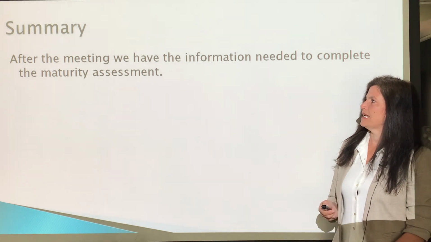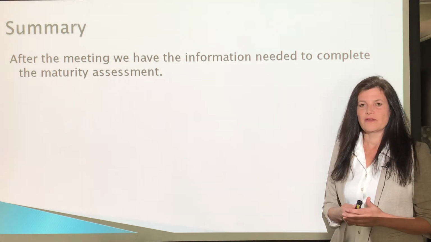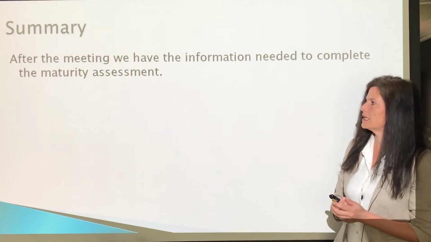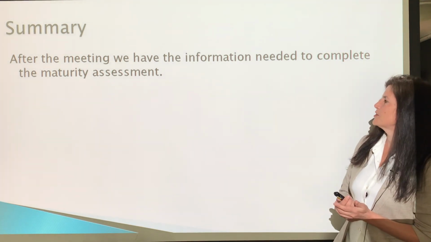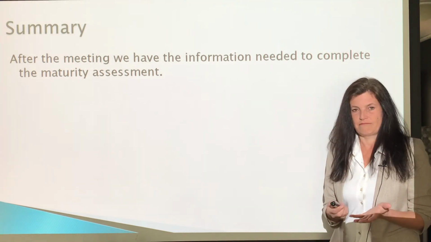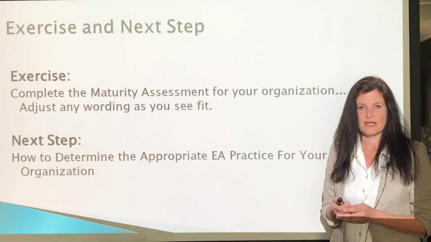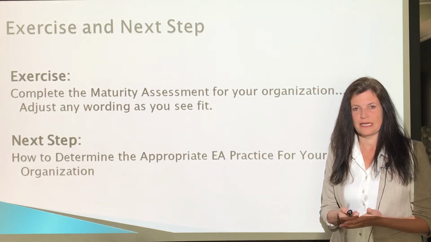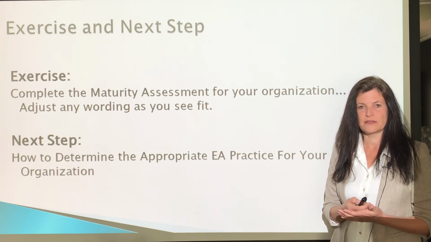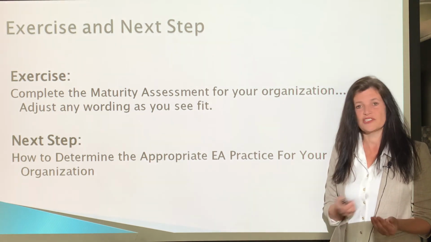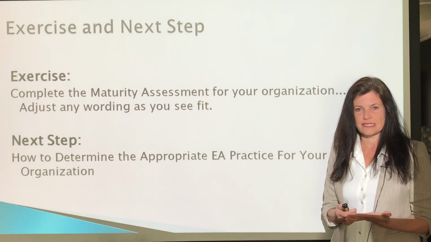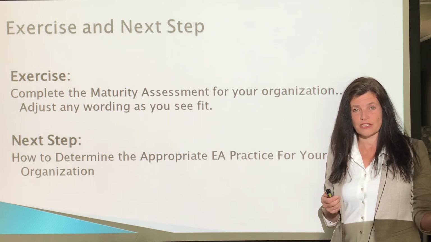So after the meeting, and we've got our maturity assessment, we've talked about it, we've color-coded it. After the meeting, we have enough information needed to really complete this template. So your exercise is to complete it for your organization. Get all of the boxes the appropriate color to represent your current state, and then adjust the words as you see fit.